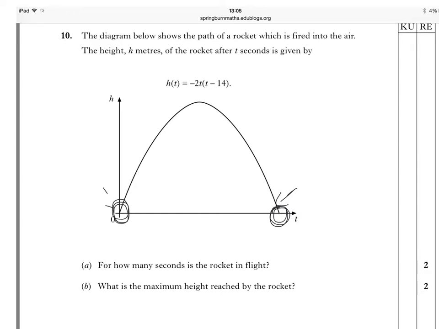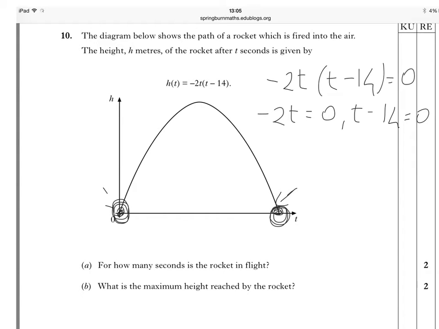So to find the roots, you make the equation equal to 0, because you can see that the height is 0 at these points. So where we see h, we're going to replace it with 0. So that'll be minus 2t bracket t minus 14 is equal to 0. And that means that minus 2t can be 0, and t minus 14 can be 0. Minus 2 times what gives you 0? That's 0. So t is equal to 0, or t is equal to 14. So my roots are 0 and 14.